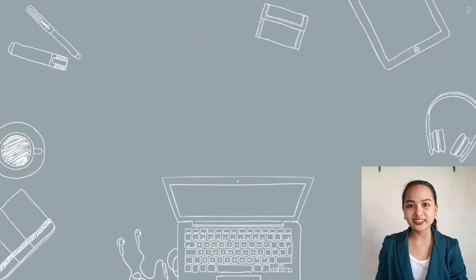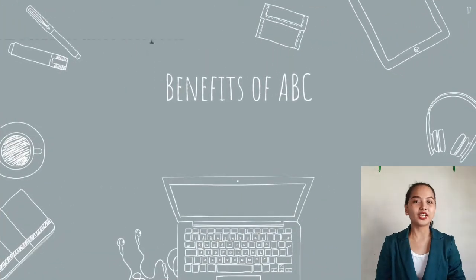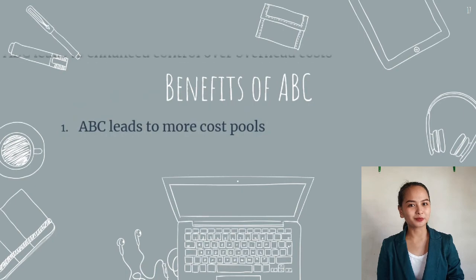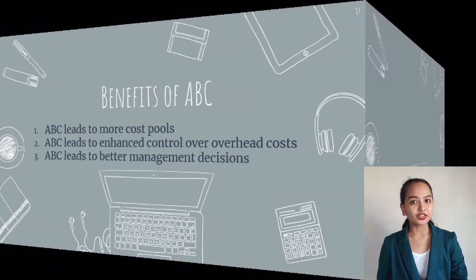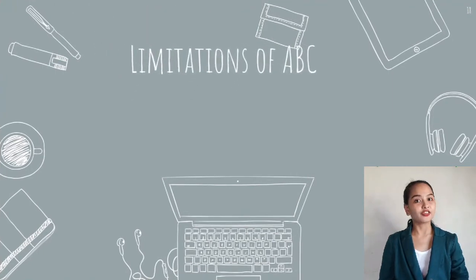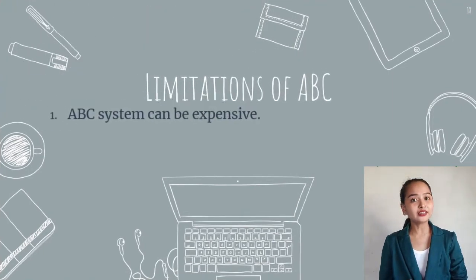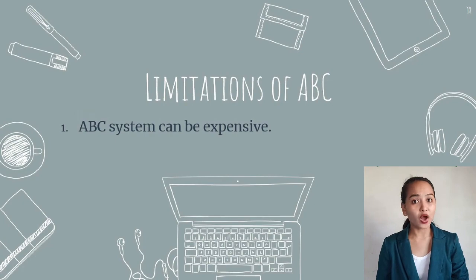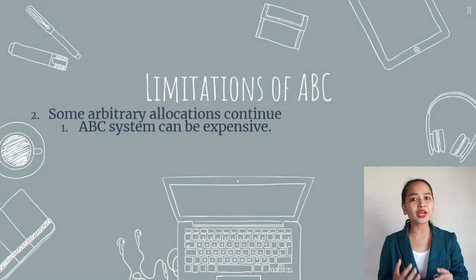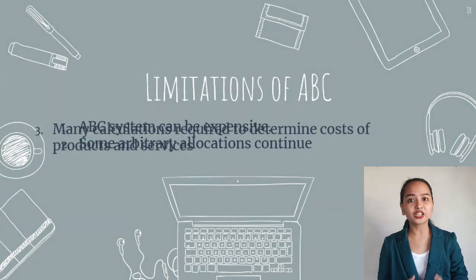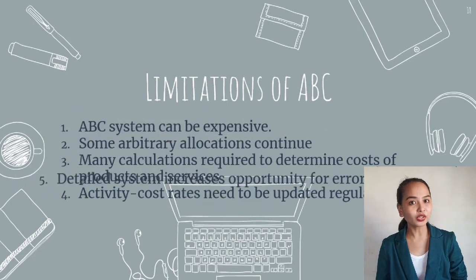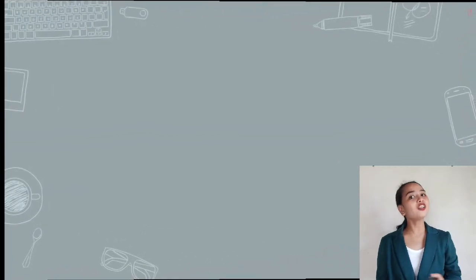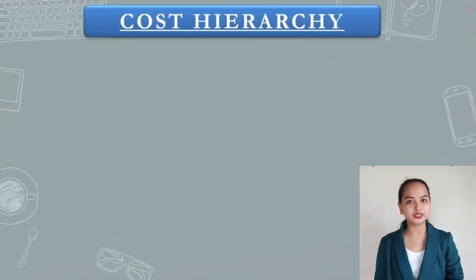In addition to that, there are also benefits in using the ABC method. Amidst those benefits that I gave you, the ABC method also has limitations. The first one is that it can be expensive. Why? Well, the ABC method is more complex than traditional costing, and if not done properly, it can be more expensive. Now let's move on to cost hierarchies.